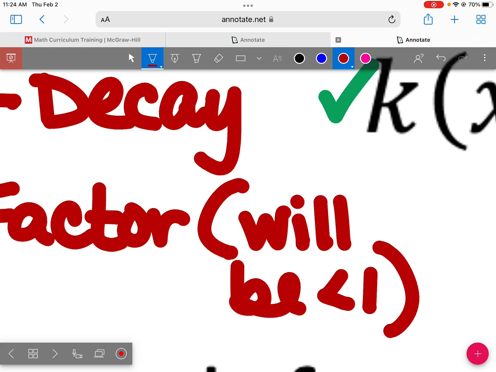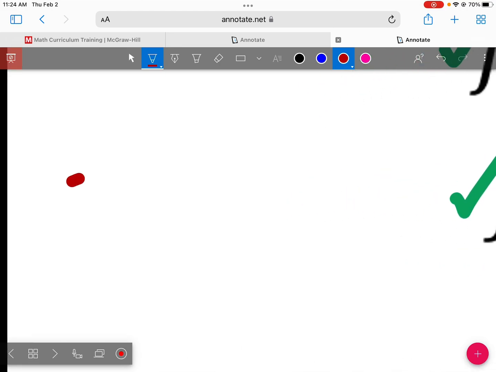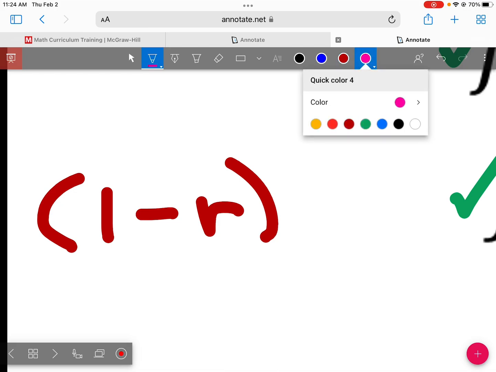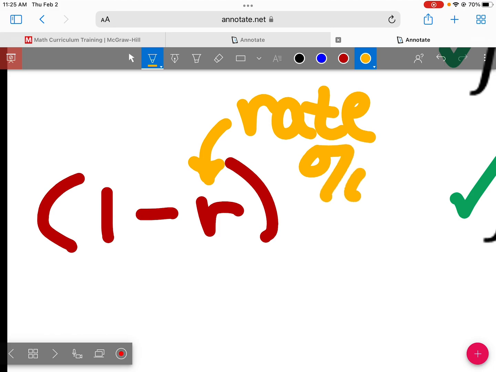What about if it's bigger than 1? Would we still call it a decay factor? No. What percent is this decaying by? It's not 20%. No. Remember how we had the decay factor written? It was 1 minus R. R is our rate. This is where we look for our percent.